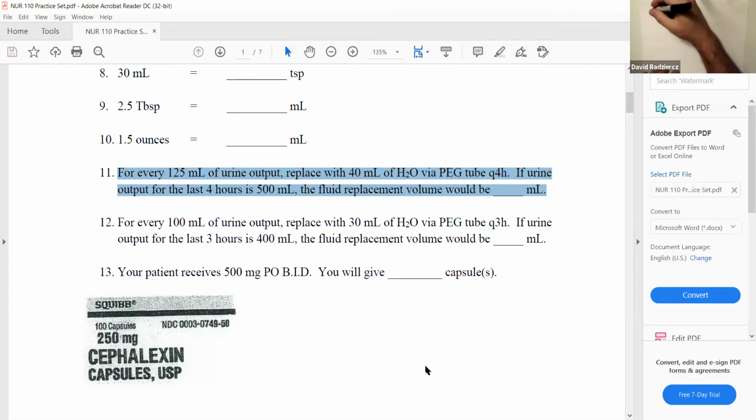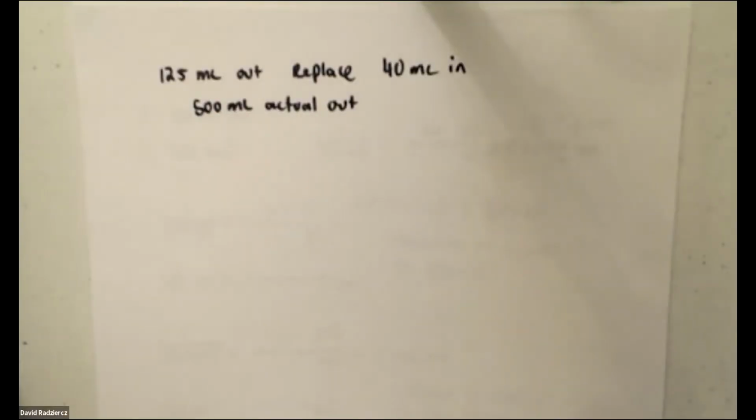So it says for every 125 milliliters out, we're going to replace with 40 milliliters in. And then the actual output was 500 milliliters. Okay, so let me stop that and get this big.